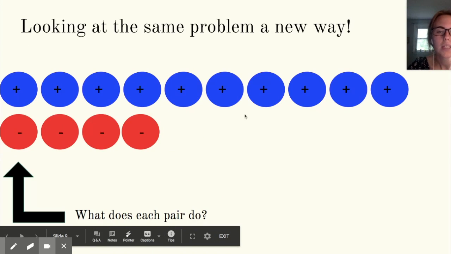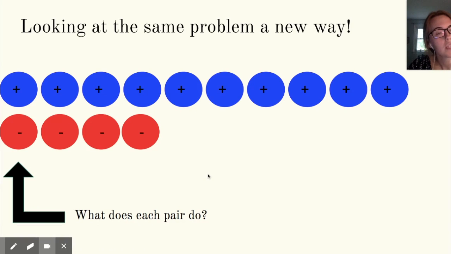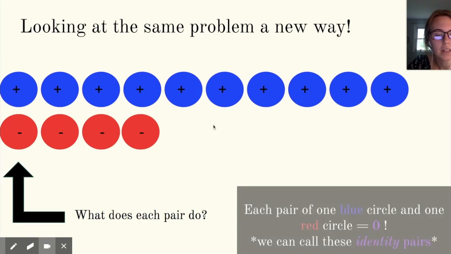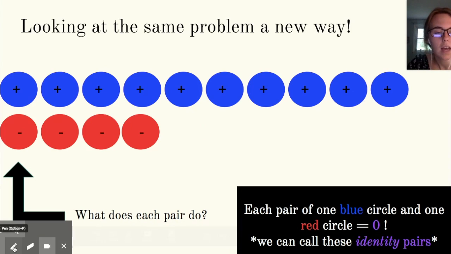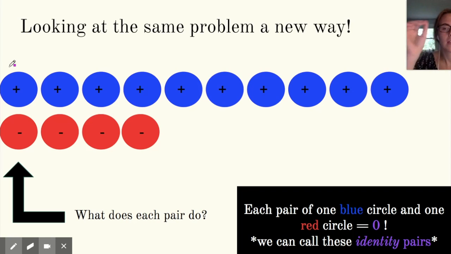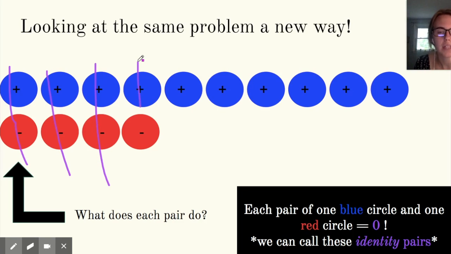Let's look at this in one new way. If you line it up like this, you see that they form 4 pairs and 6 extras. So what does each pair do? Each pair of one blue circle and one red circle equals 0. They cancel out because they're equal but opposites. So we can cancel them out for each pair. We're going to call these identity pairs as we go forward in this video. Then we're left with the 6.